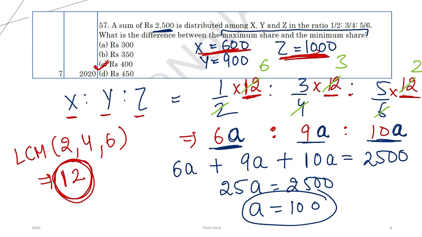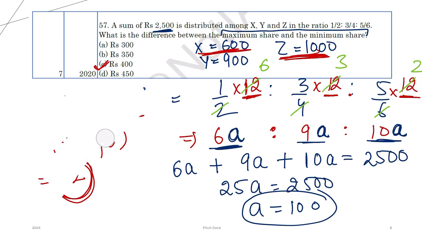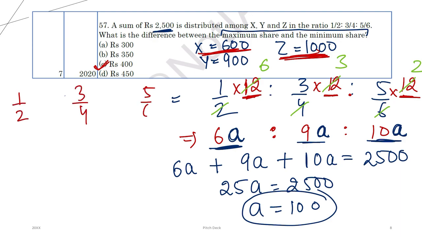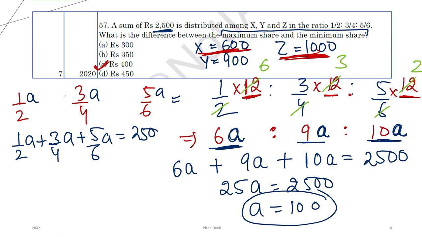This first part we have done for our convenience. Even if you don't want to do the first step, the ratio 1/2, 3/4 and 5/6 is given to you. You can simply write 1/2 a plus 3/4 a plus 5/6 a is equal to 2500. This is another way you can solve this. However you want to solve, you can solve it. This is also an alternate method. You should be getting these values, and if you are getting X as 600, Y as 900 and Z as 1000, then your solution is correct.